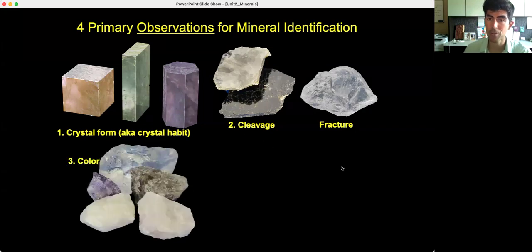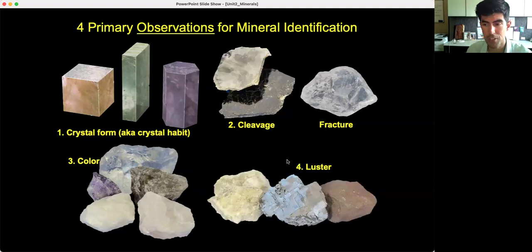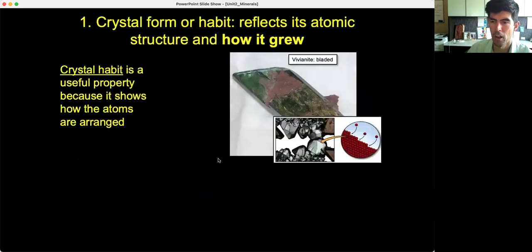There's also color. You might have thought that this would be the first one to consider. However, there are lots of minerals that have very similar colors to one another, so it is a very poor indication of the identity of a specific mineral. And then finally, we have luster. Luster also is not super great for identifying minerals. Really, we want to focus on the first two. Luster just refers to how light reflects off of the surface of the mineral. Is it very shiny or is it very dull or earthy? That is sort of a simple description.